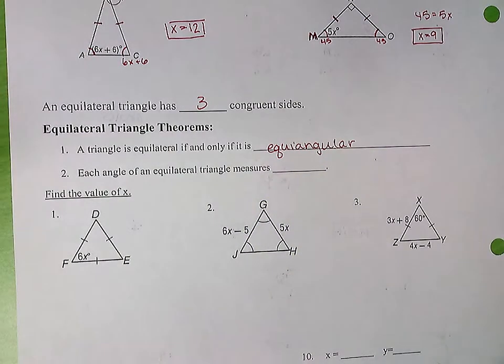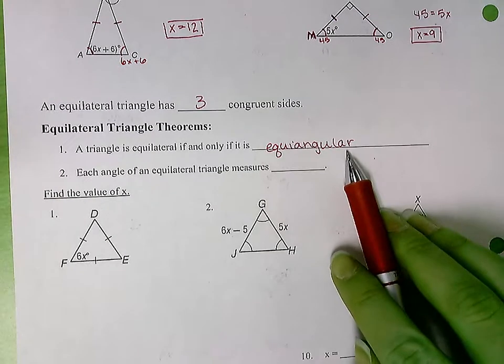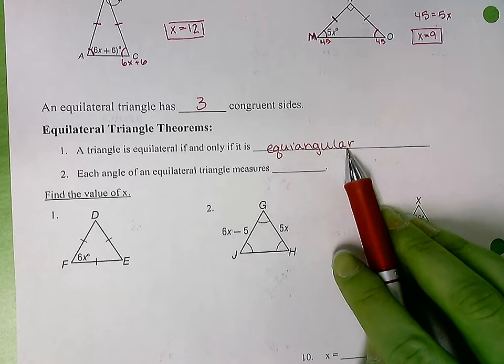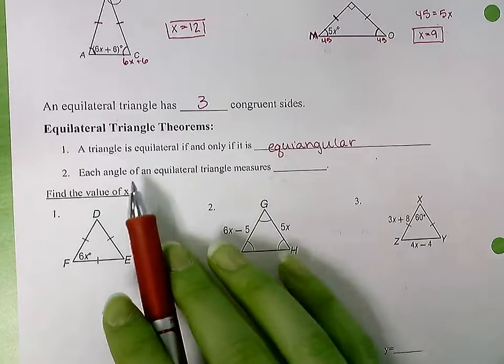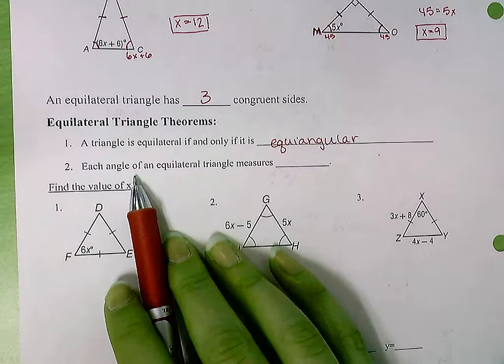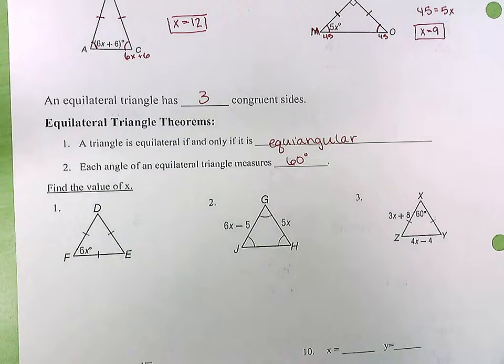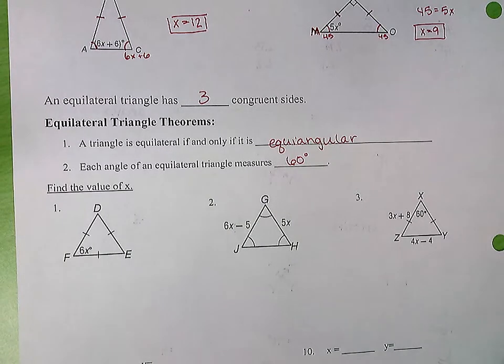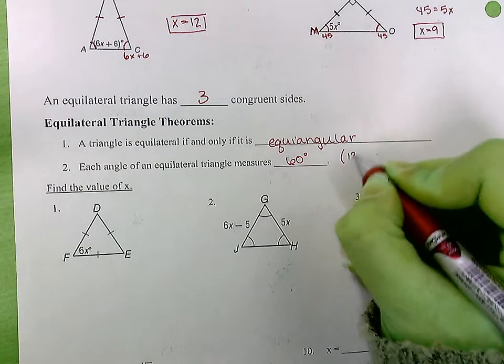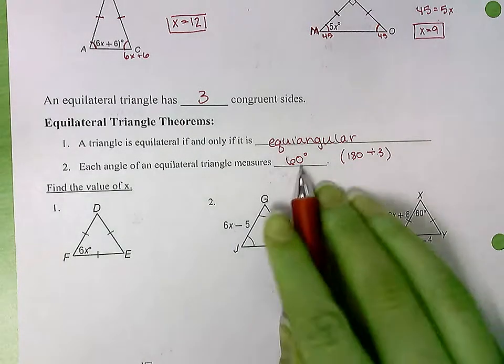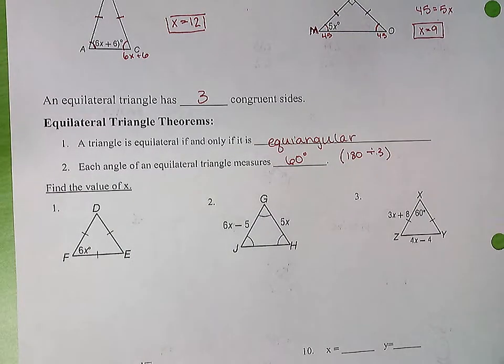What does that mean? All the angles are the same. All the angles are congruent. That's what equiangular means. Okay? Each angle of an equilateral triangle measures 60 degrees. So if it's an equilateral triangle, all 3 of those angles have to be 60. Okay? Because I can take 180 divided by 3, right? That gives me 60.